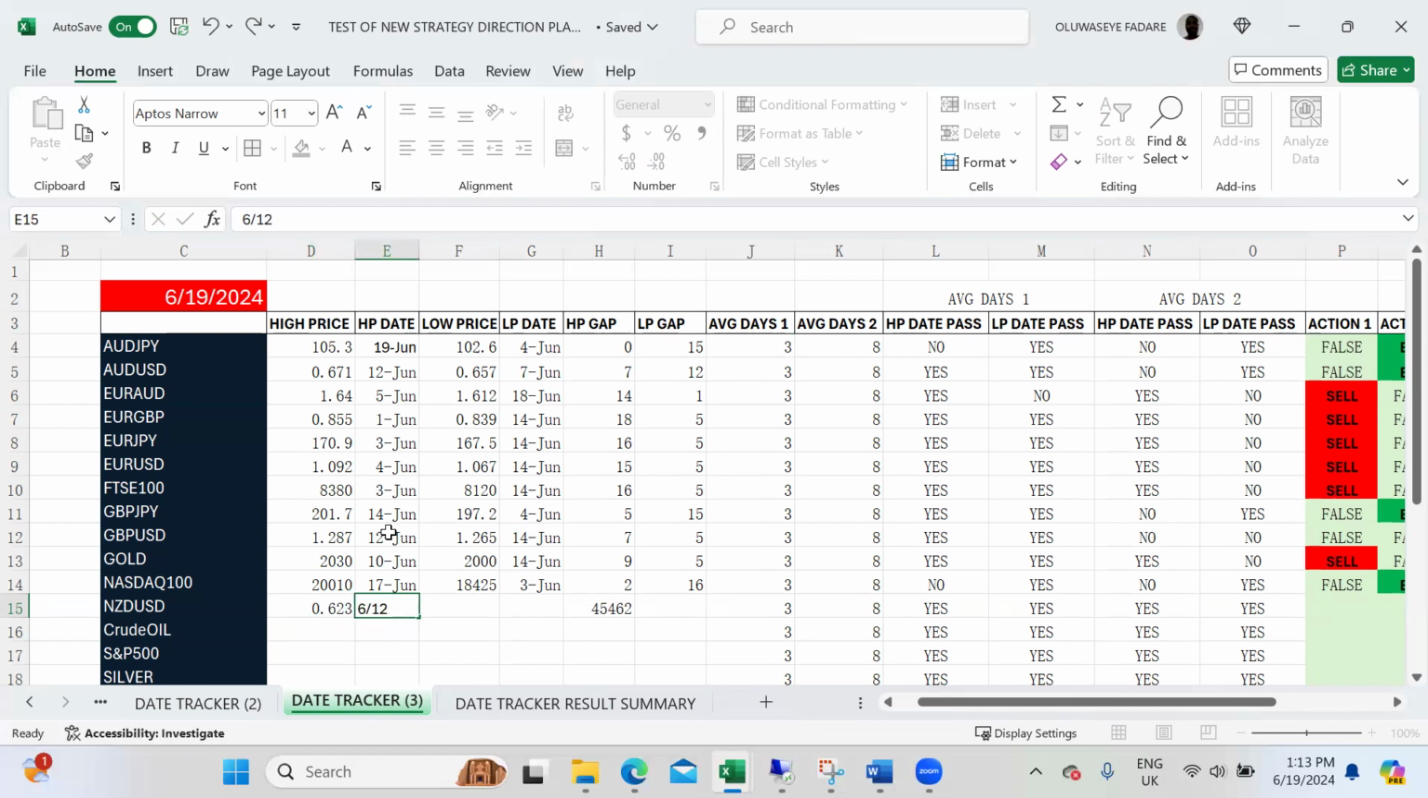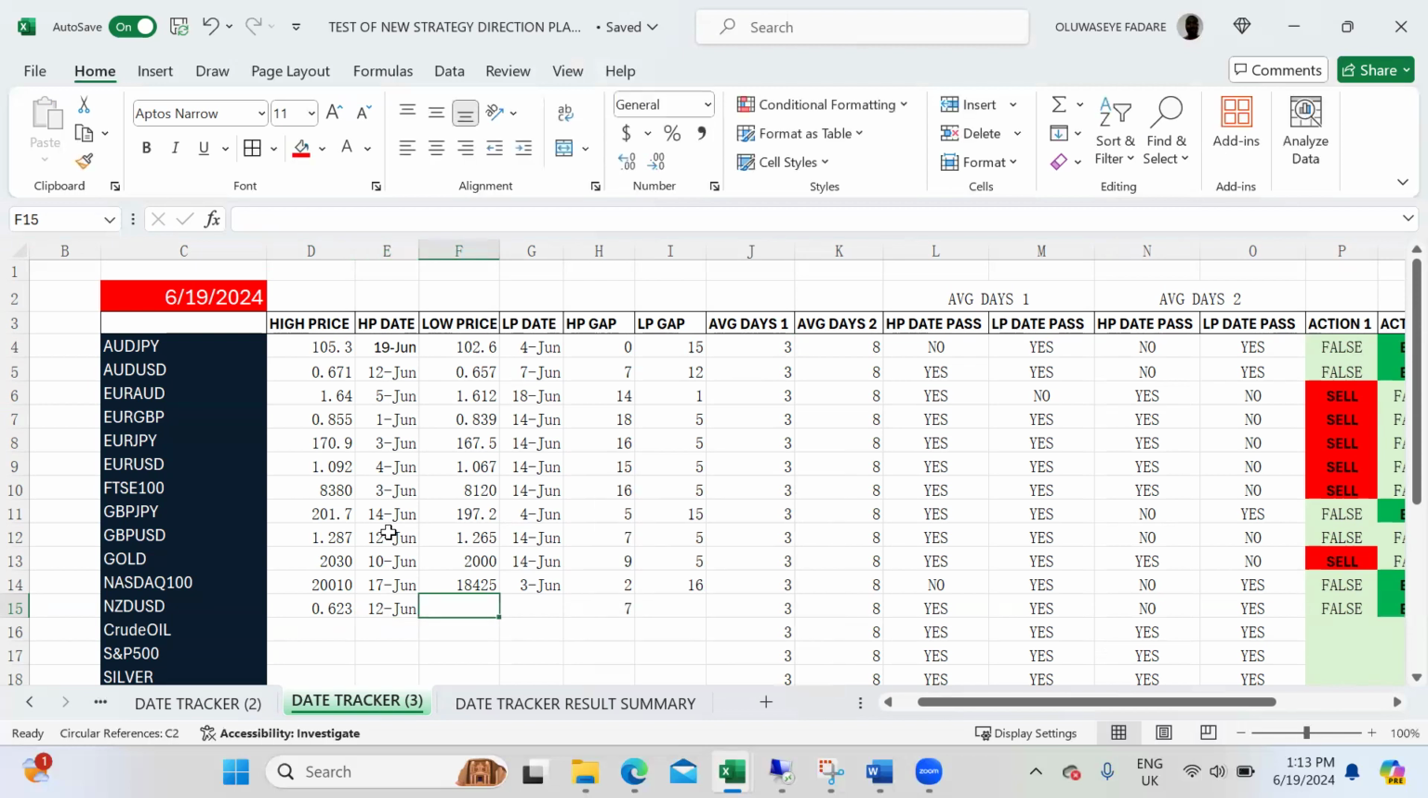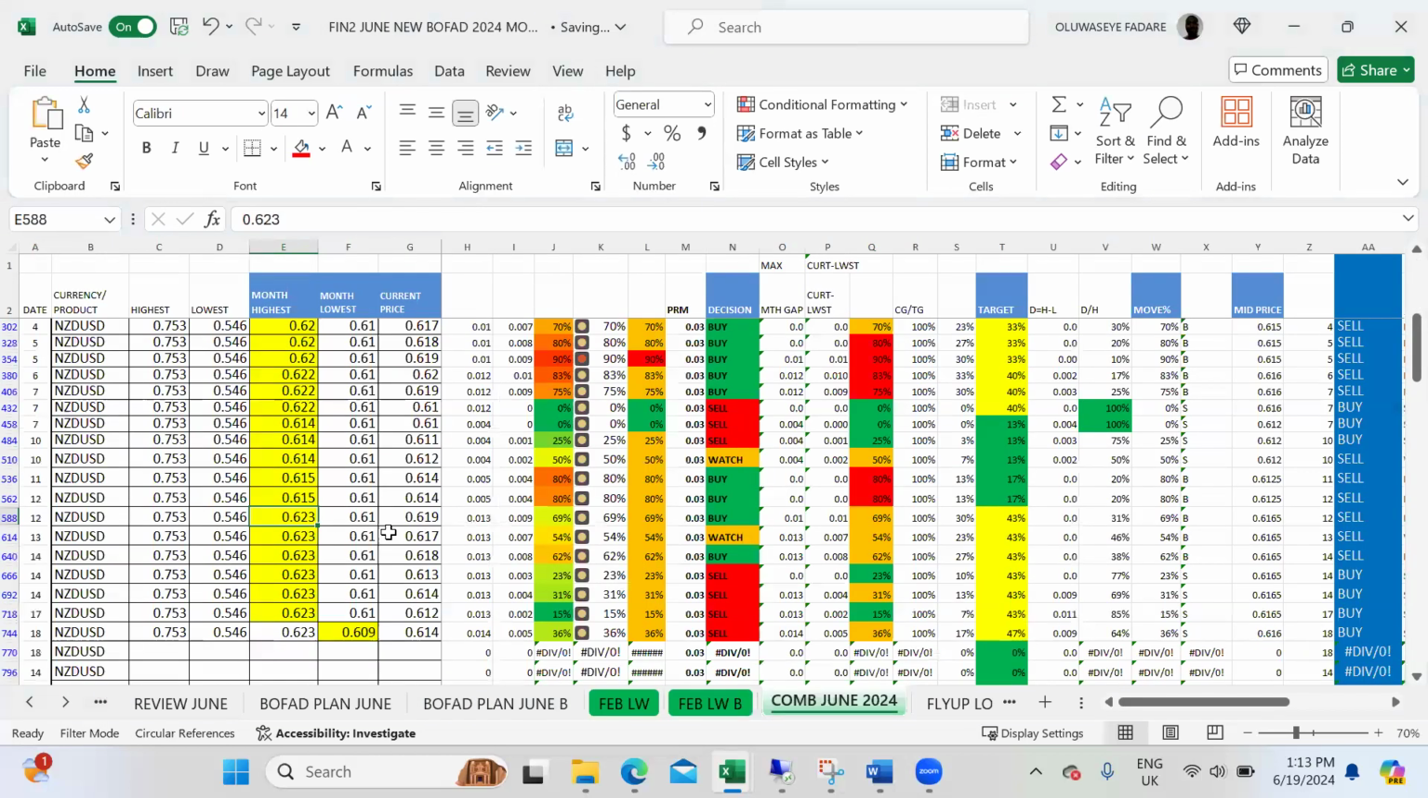So let's go to the low price to see the date it was achieved. For the low price, 0.609 was achieved on the 18th.